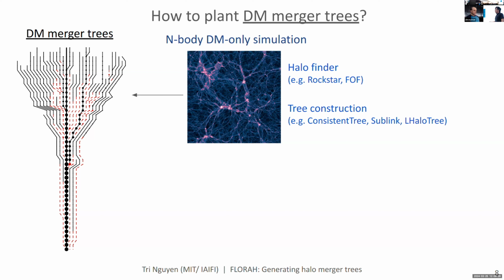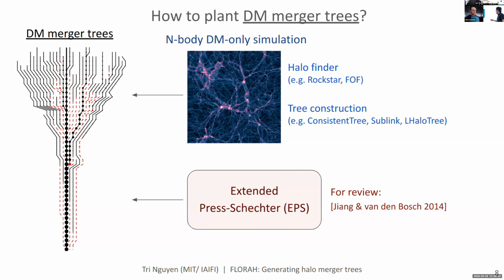And alternatively, another way that you can do it is to generate them analytically using the extended Press-Schechter formalism, which models the conditional mass function. So basically, given the mass of the progenitor, given the mass of the descendants, as well as the redshift, you can combine this EPS technique with Monte Carlo techniques, and assuming some Markov chain properties, you can generate the entire merger trees.